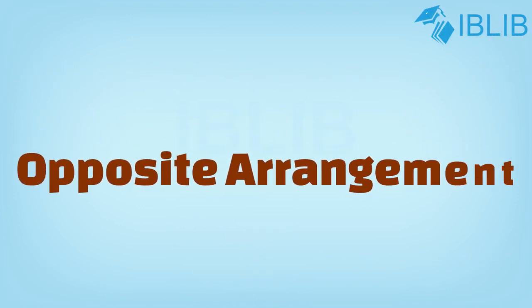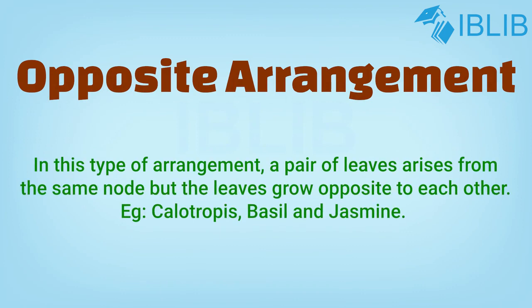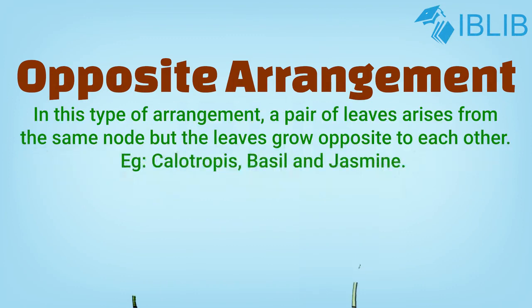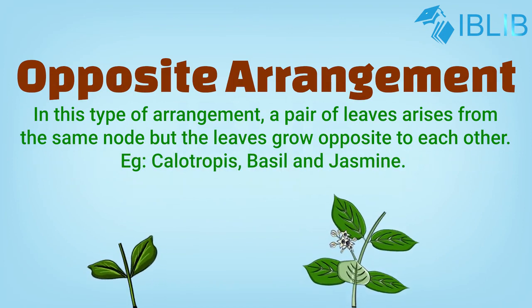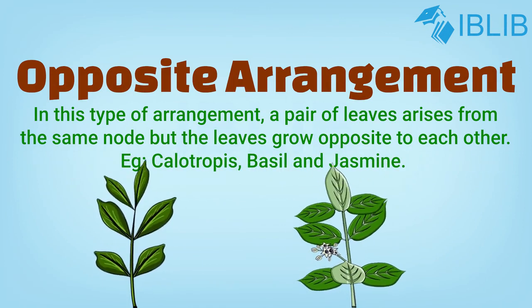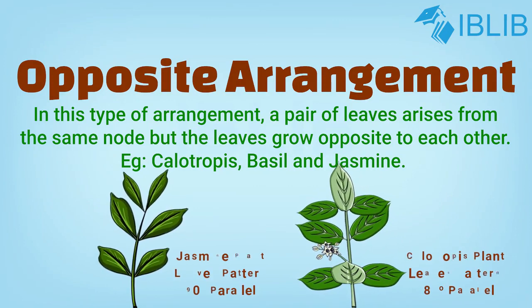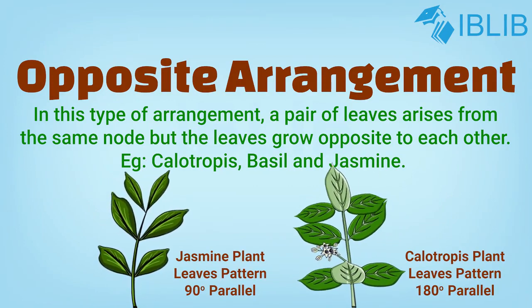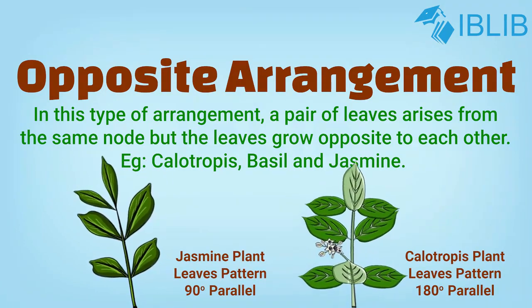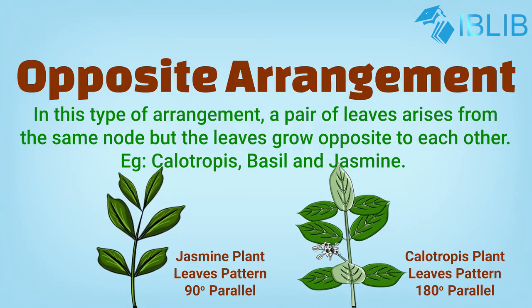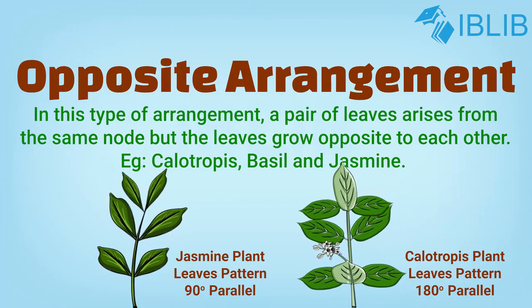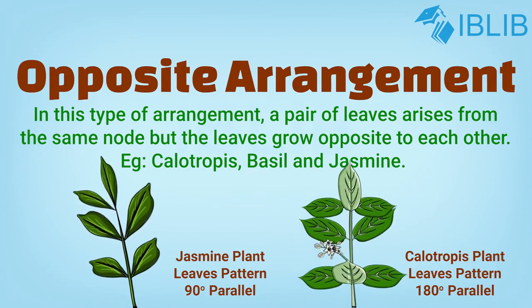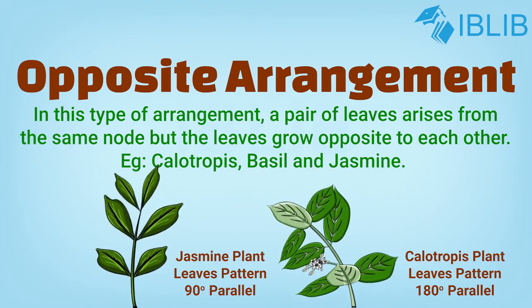The second is opposite arrangement. When a pair of leaves arises from the same node, but the leaves grow opposite to each other, then this type of arrangement is known as opposite arrangement. It means that when two leaves arise at one node, they are not together, they are opposite to each other. Either their angle will be 180 degrees or their angle can be 90 degrees. That is called opposite arrangement.